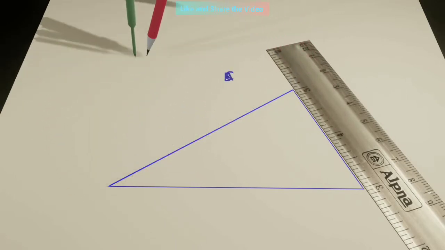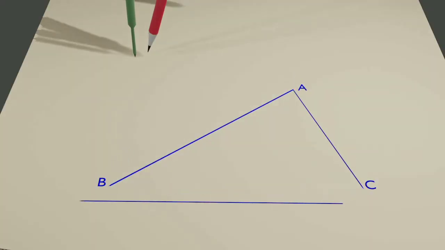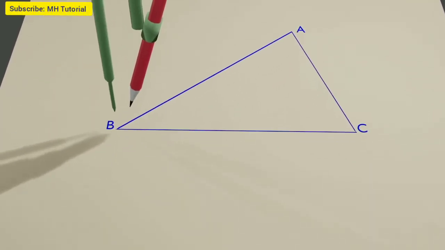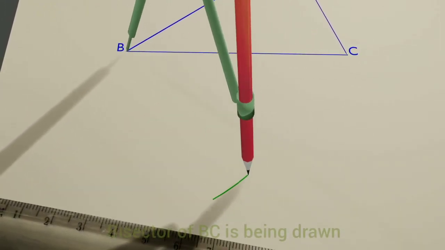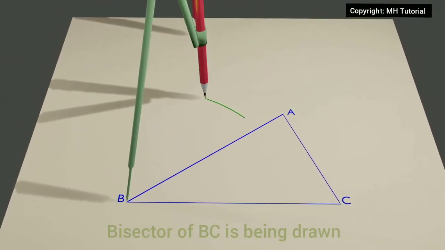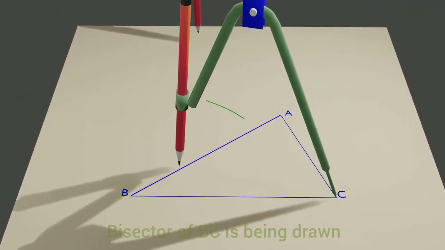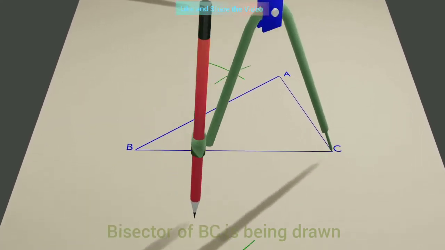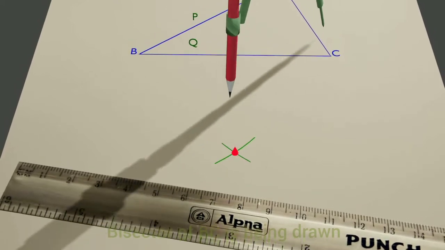So, we are now going to draw the circumcircle of the triangle called ABC. To draw a circumcircle of a triangle, we have to draw the bisectors of any two arms of the triangle. Let us first draw the bisector of the arm BC. The name of this bisector is PQ.